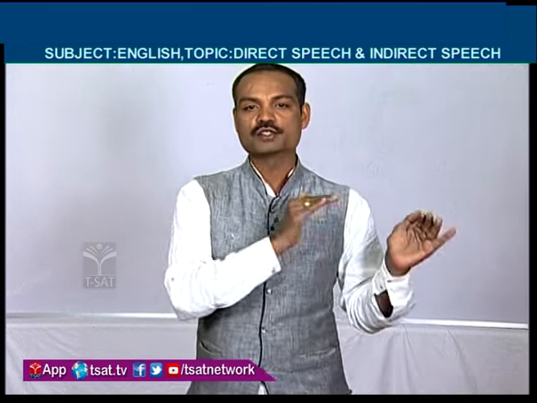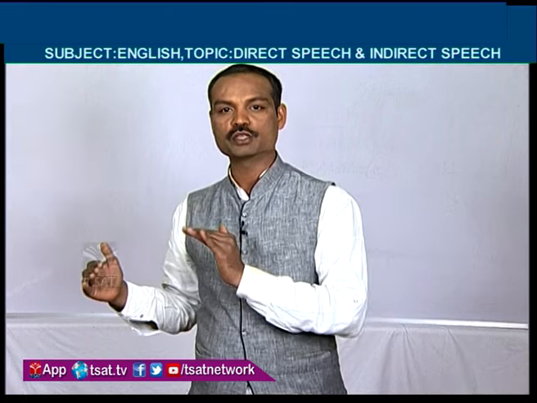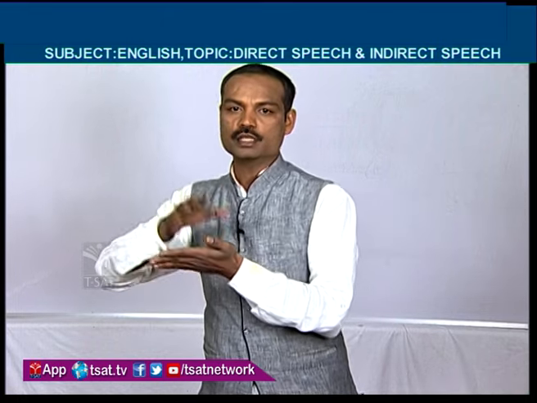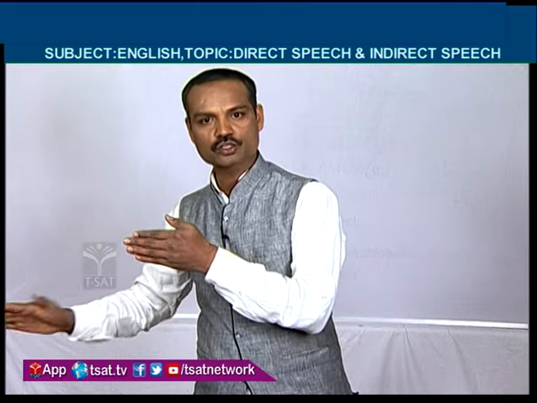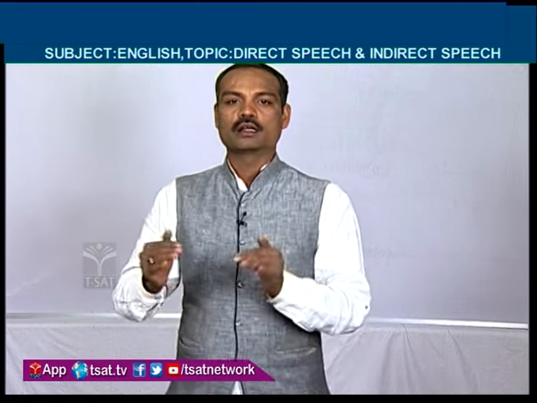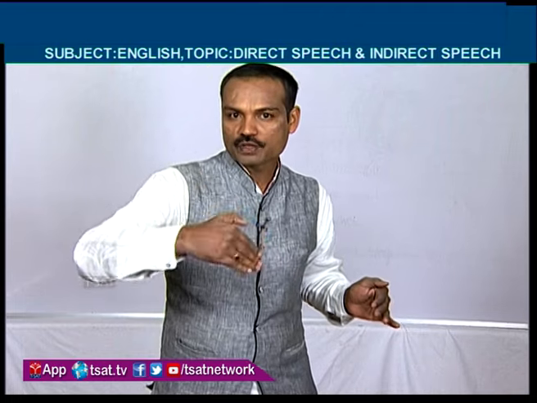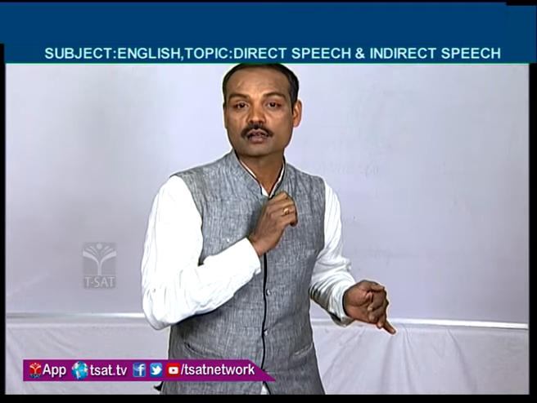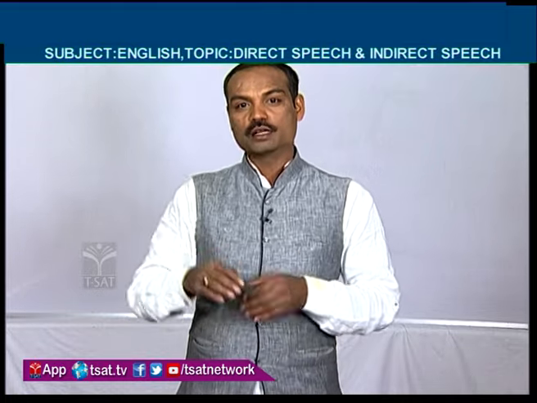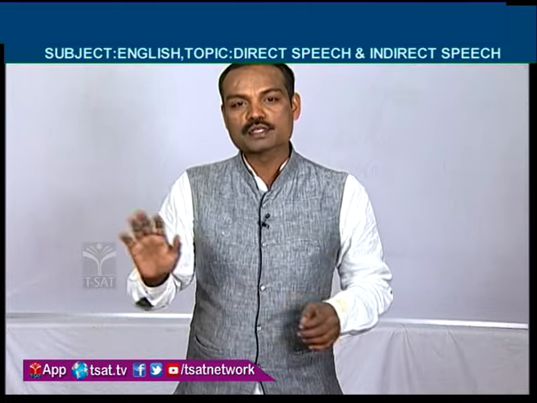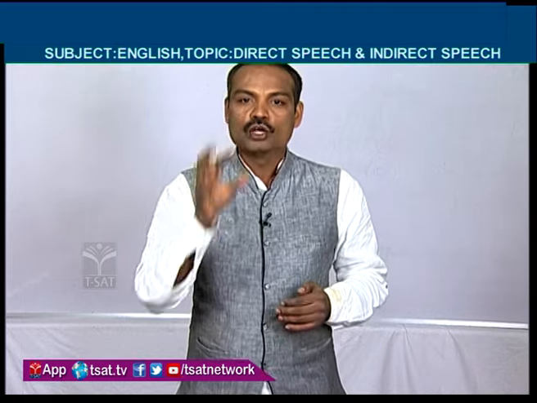Come on, let's change this direct speech into indirect speech. She said: she should be written as it is in indirect speech. Said, that also should be written as it is. Next, after she said, a comma is there. So, friends, in indirect speech, we should delete that comma. We should not use a comma. In the place of the comma, we should use one conjunction, that is 'that'.